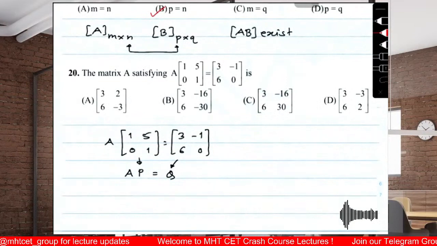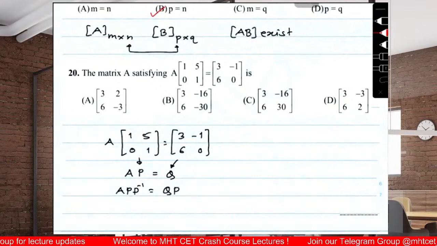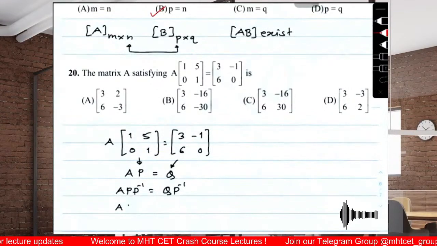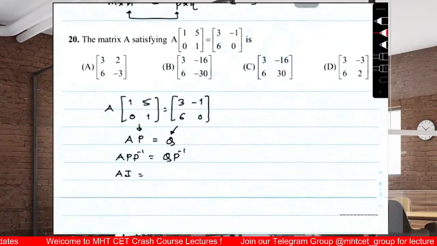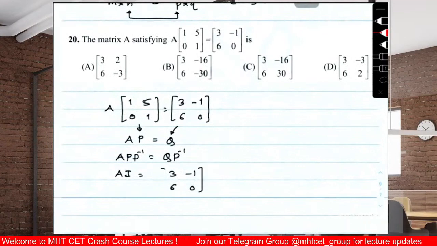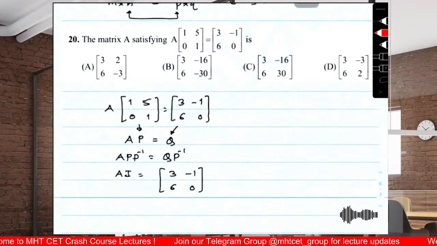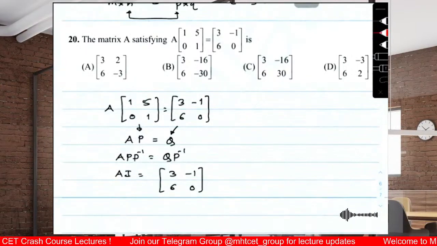So we want A, so we will be multiplying by P inverse. Post multiplying by P inverse. Okay, so this is A into I is equal to Q into P inverse. Q is 3 minus 160 into P inverse. Okay, ये पता होगा तुम लोग को. If matrix A नहीं कुछ और लिखता हूँ.